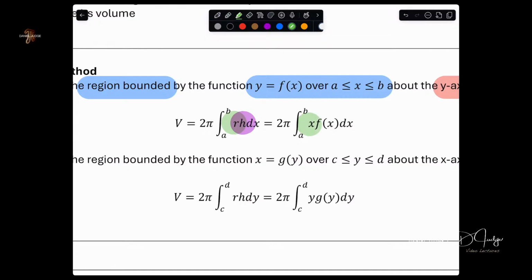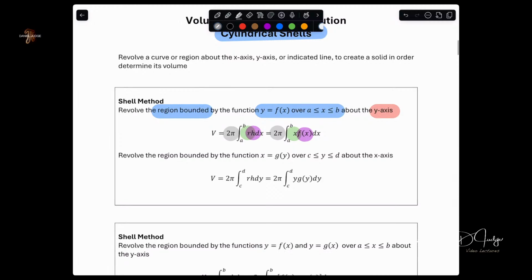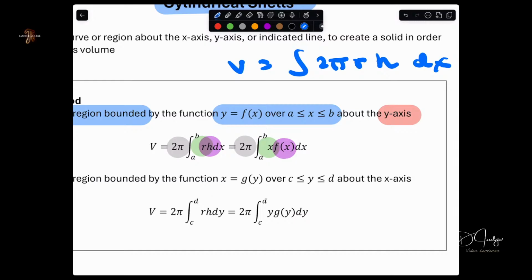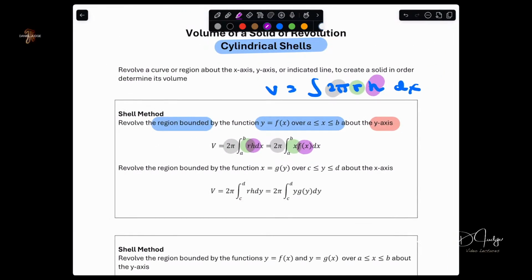Very often your R is going to be x and the H is going to be f. Don't forget you have the multiple 2 pi here. In my mind, I always think of this as 2 pi R H dx. And they're just actually going to factor out the constant 2 pi. So everything that I just remarked on here is what you see, radius and height. This is going to be the applications of the proof.